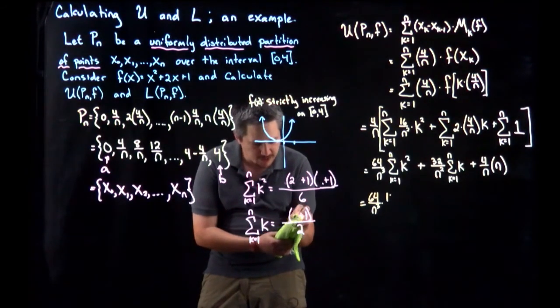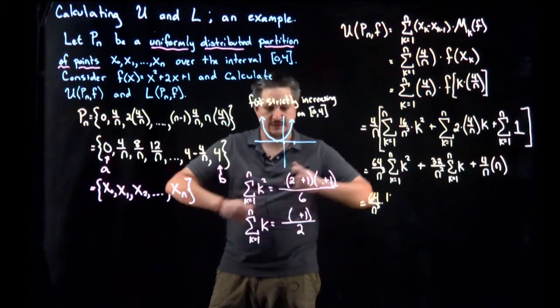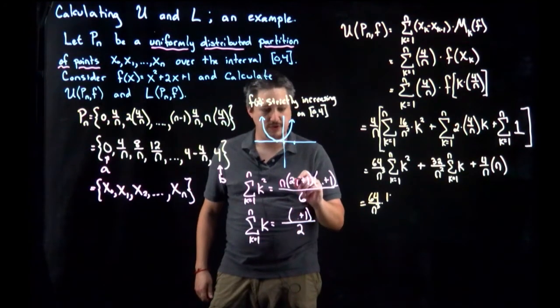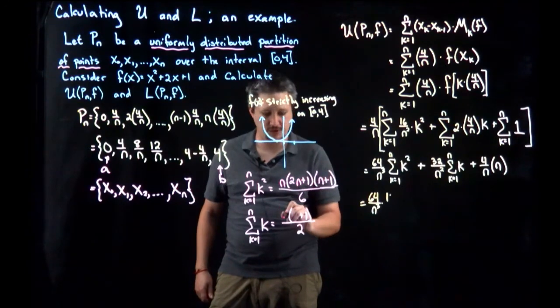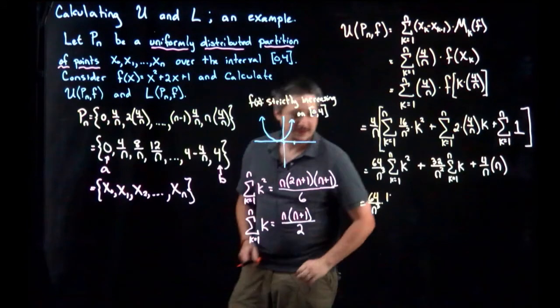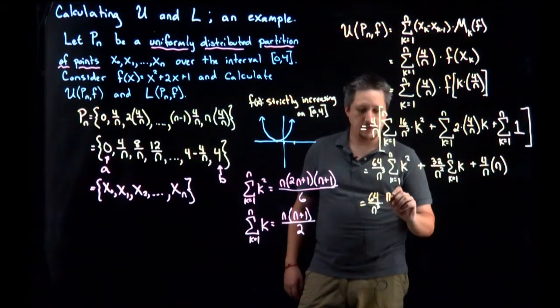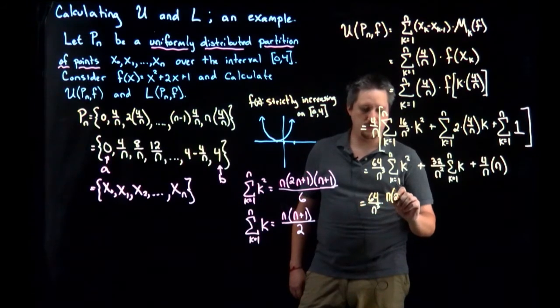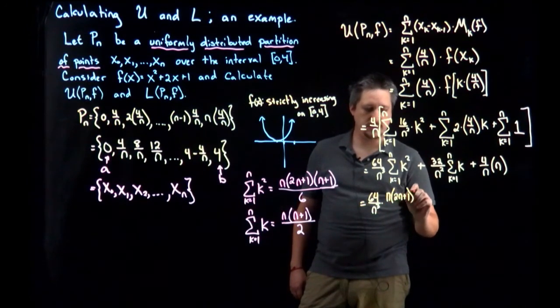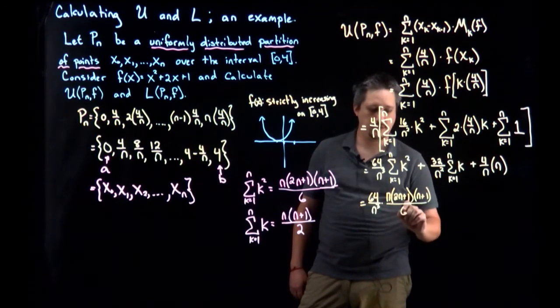Surprisingly hard to erase some of this. There we go. So let me fix that. So this is n, 2n plus 1, n plus 1. This is n and n plus 1. There we go. Sorry about that. All right, so this is n times 2n plus 1 times n plus 1 all over 6.